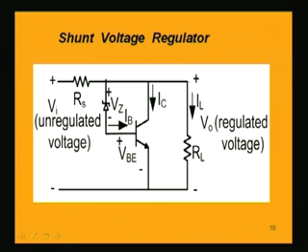The output voltage is across this load resistance, V naught is across this load resistance RL, and the load current which is flowing in this resistance RL is say IL. IL is the load current, IL into RL is equal to V naught, that is the output voltage.